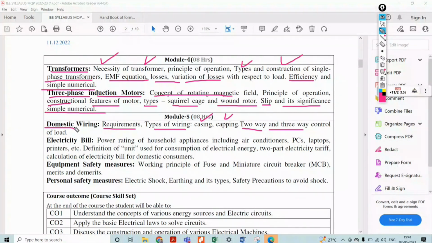Then the electricity bill, that is the rating of household appliances like air conditioner, PC, laptop, printer, and so on, whatever is present. Then the definition of a unit. A unit is nothing but 1 kilowatt of power consumed by a particular load for a duration of 1 hour. That itself is called 1 unit of energy consumption, which we normally call kWh, kilowatt hour. Keep this in mind.